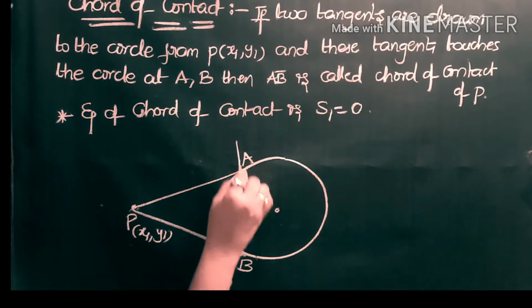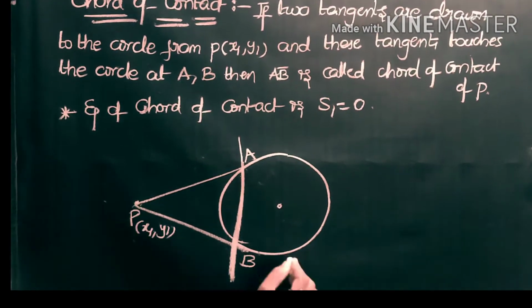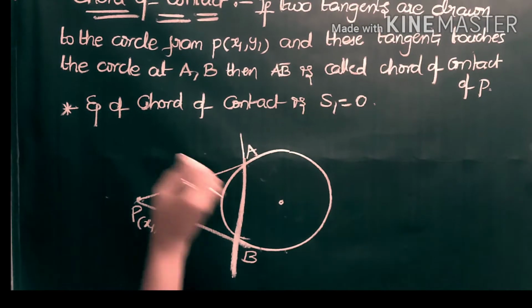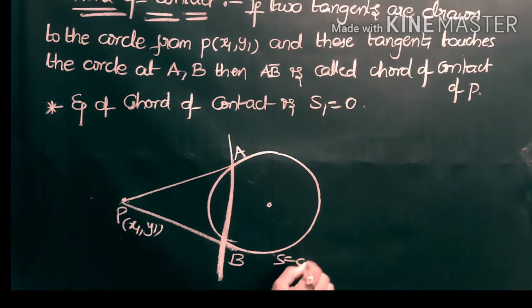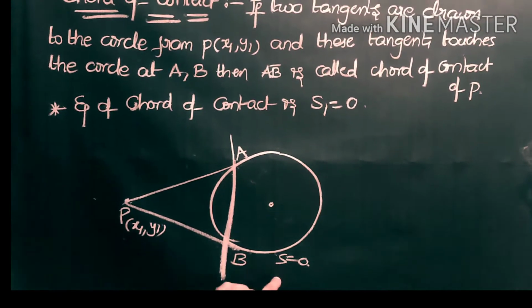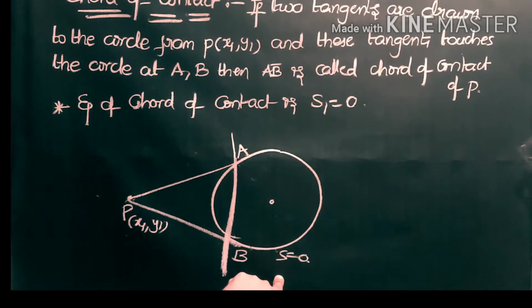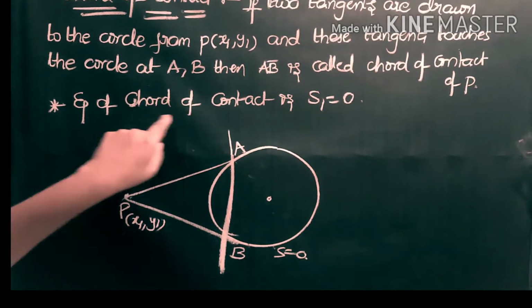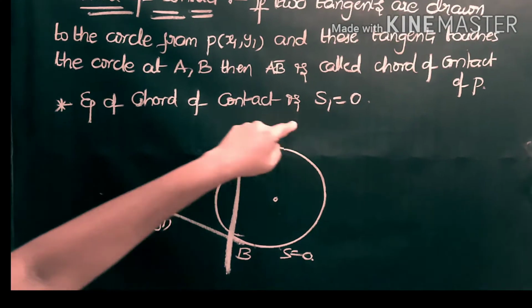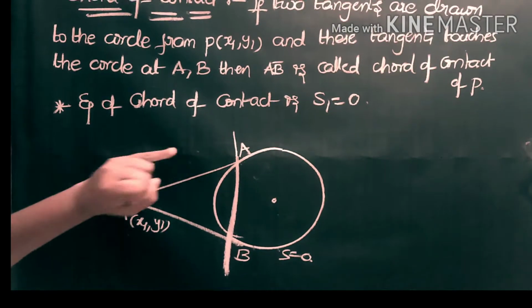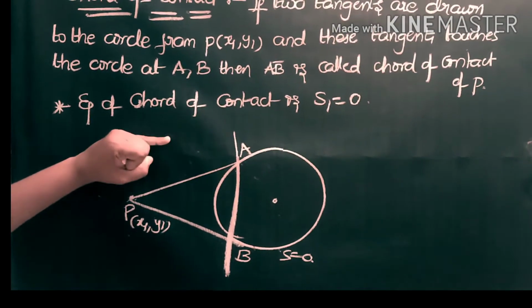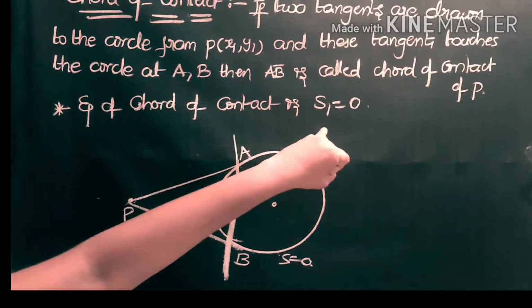Now this is the chord of contact of the point P with respect to the circle S = 0. We are taking the equation of the circle as S = 0, which means we consider the standard form here. Equation of chord of contact is S1 = 0. This is the formula. Equation of tangent is S1 = 0, and similarly equation of chord of contact is also S1 = 0.